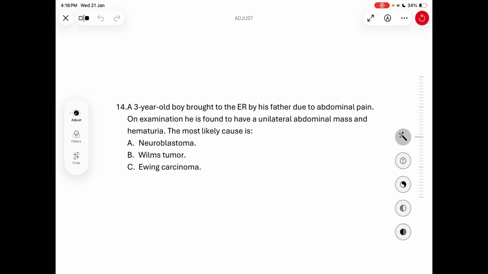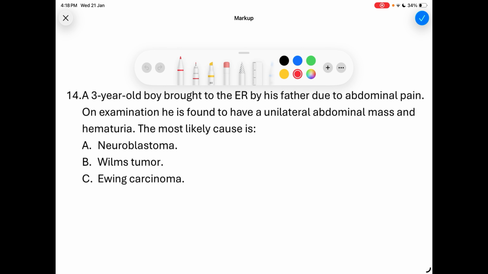Okay, now we have a 3-year-old boy brought to the ER by his father due to abdominal pain. On examination, he's found to have a unilateral abdominal mass and hematuria. Which of these? It is Wilms tumor. هذا هو التيومر اللي ذكرناه في المحاضرة. Ewing carcinoma. This is for bones. Neuroblastoma. ما له علاقة. Maybe it has, actually ماني متأكدة. بس هذه ذكرناها في المحاضرة.